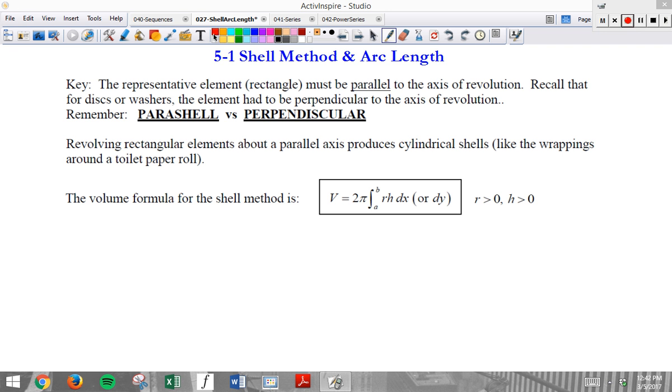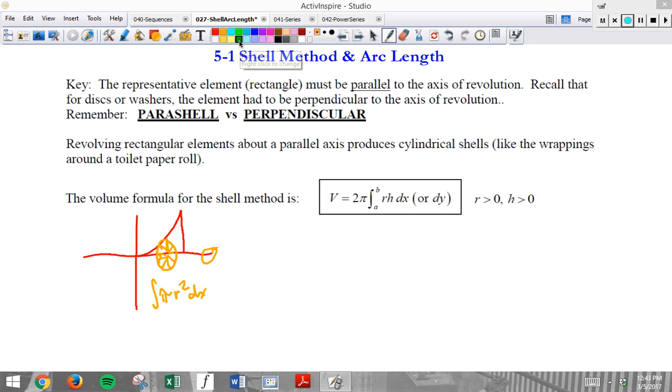Here we go. I'm going to redraw, because maybe it's been a while since you thought about even the disk method. So for the disk method, we'd have a shape like this. And we're going to take something like that. If I'm revolving around the x-axis, I would draw my shape like that, and it would revolve, creating this disk. And that's why our formula was like pi r squared, because we're adding up a bunch of circles.